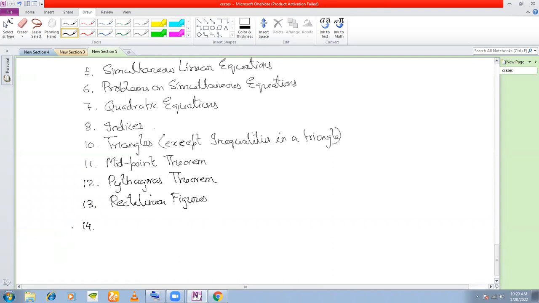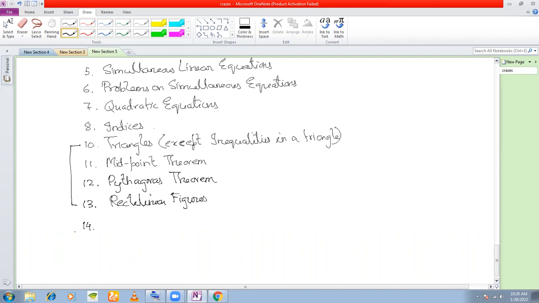That will be sufficient. And in these two chapters, that is triangles and rectilinear figures, what you'll see is that there is a lot of application of congruent triangles. So congruent triangles is very important. Go through congruent triangles very well.